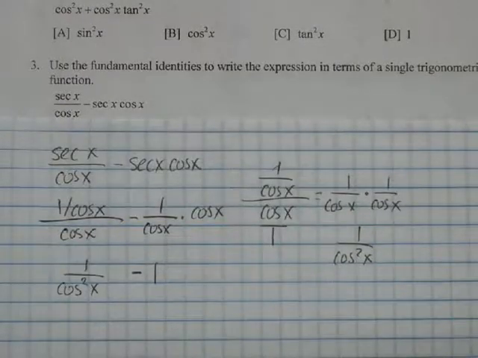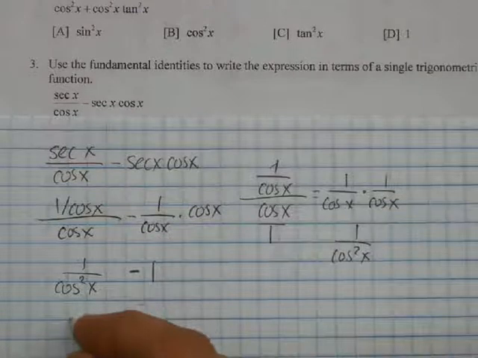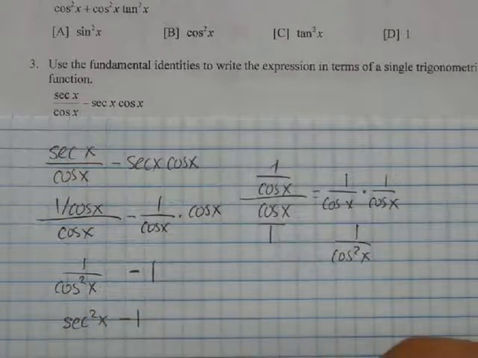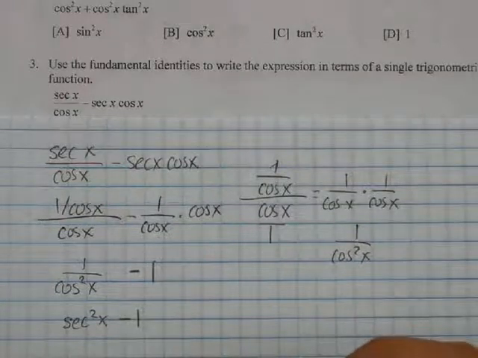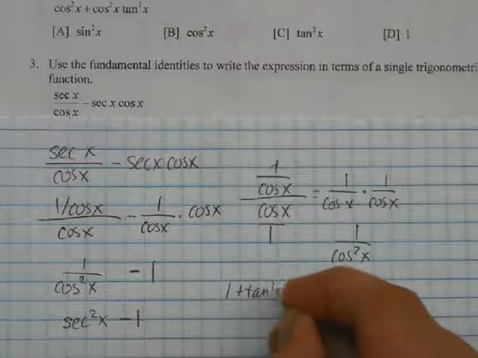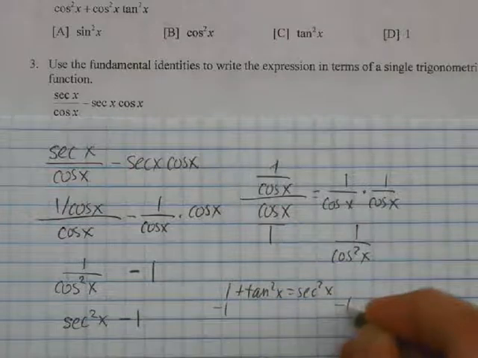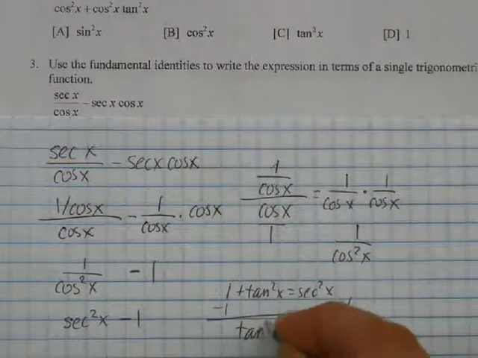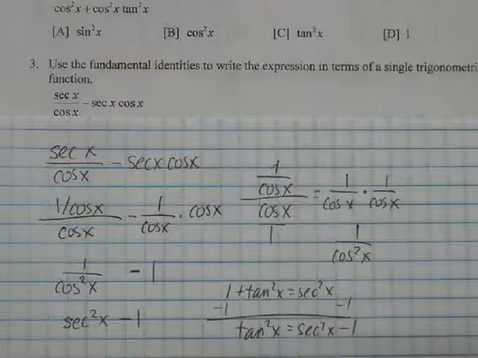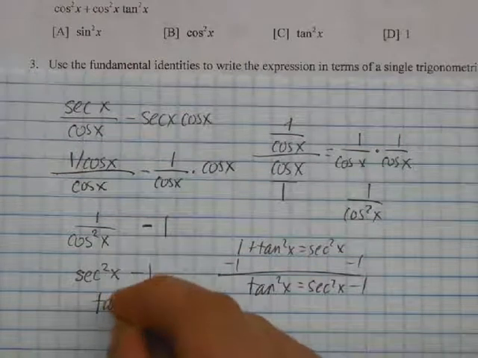And since cosine squared is the reciprocal of secant squared, we get secant squared x minus 1. Now, our identity is 1 plus tangent squared equals secant squared. But if I subtract 1 from both sides, I get tangent squared equals secant squared minus 1. So we see that this is simply equal to tangent squared.